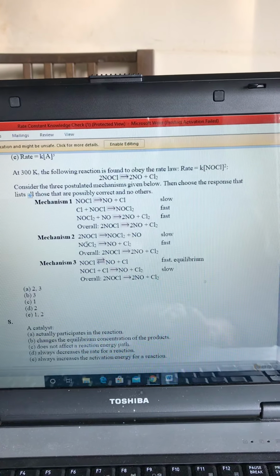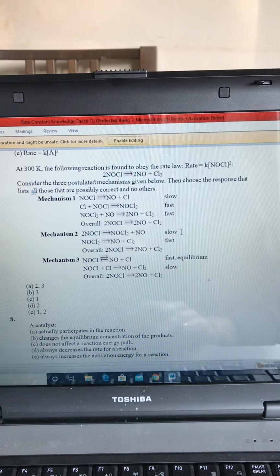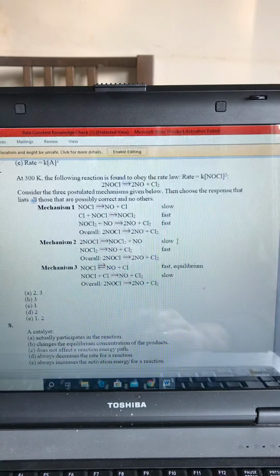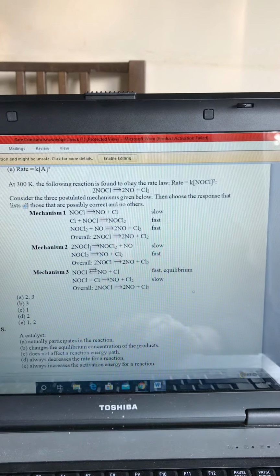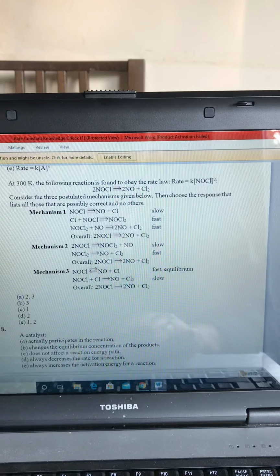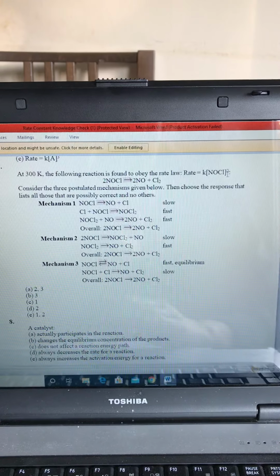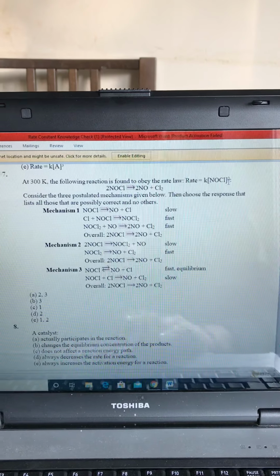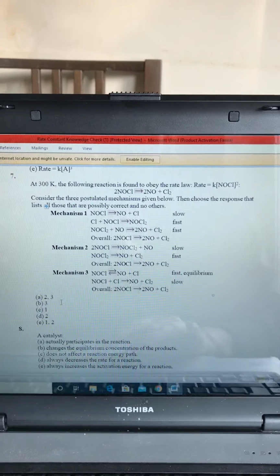Mechanism 2, the slow step, the rate determining step, is step 1 here, and only step 1 because that's our slow step, and that's got 2 NOCl, and that would work. So mechanism 2 is a possible mechanism by which this will proceed. What we then need to do is to work out whether mechanism 3 is possible or not, and then we can work out our answer.